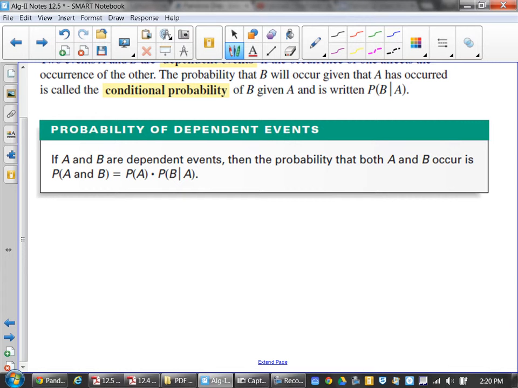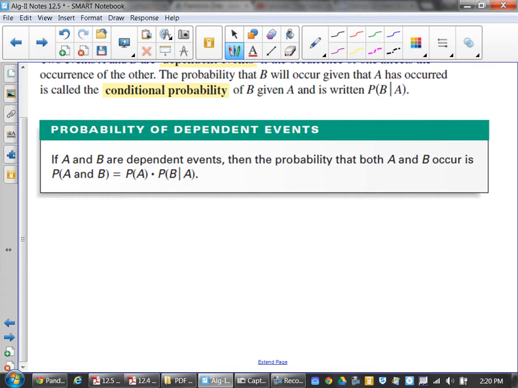When you're dealing with dependent events, it's slightly different. What happens here is you say it differently. If A and B are dependent, that means B can only occur after A occurred. If A occurred, then B occurs. They have some connection to one another.